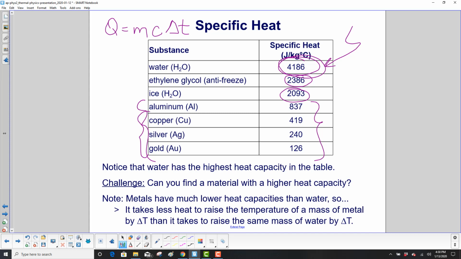What does that mean? Let's look at our equation up here. Let's say we have a certain mass of water and a certain mass of silver or gold. So this will be the same. If we would like to raise, and let's just take gold for example, gold's temperature a certain delta T, and water, the same delta T, how much heat do we need for each one? Well, delta T is the same, mass is the same. For gold, C is very small compared to water, so we will need less heat to raise the temperature of gold the same temperature as an equivalent mass of water.